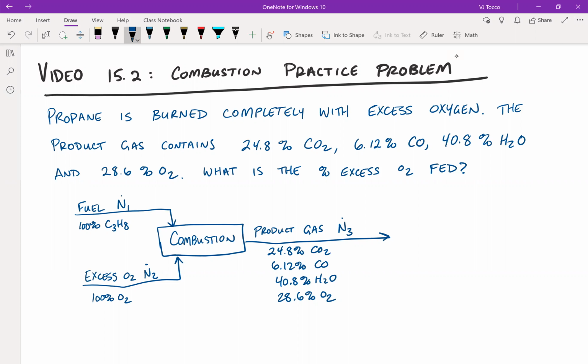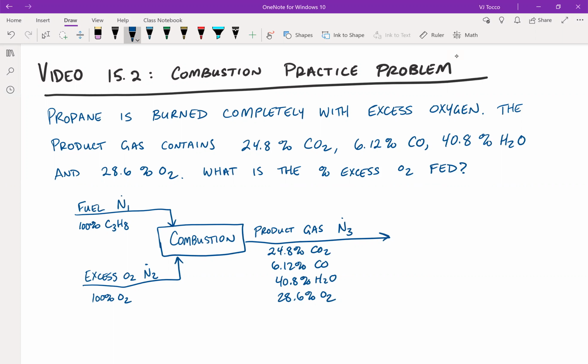Another thing I wanted to point out is that you might have had to look up the chemical formula for propane. Once again, I recommend that all chemical engineers memorize the first 10 hydrocarbons. Propane is C3H8. And I've just copied exactly what the problem statement has given me in terms of the percentages. I'm assuming that these are mole percentages.